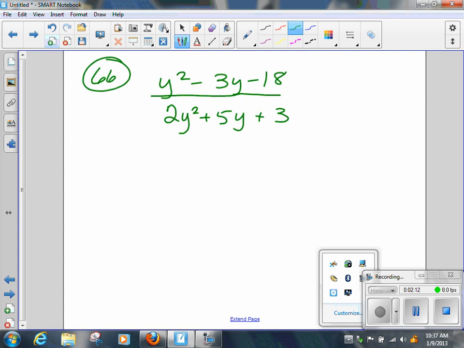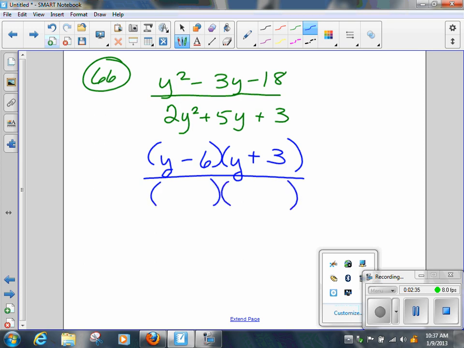All right, so here we go. We'll look at this, same thing, we're simplifying. We're going to factor. I need two factors of 18 that when I subtract give me 3. 6 and 3. The 6 will be minus, the 3 will be plus. I have a leading coefficient that is a prime number. I'm going to go ahead and trial and error this one. You can slide and divide it. Either way, we should get the same factors.